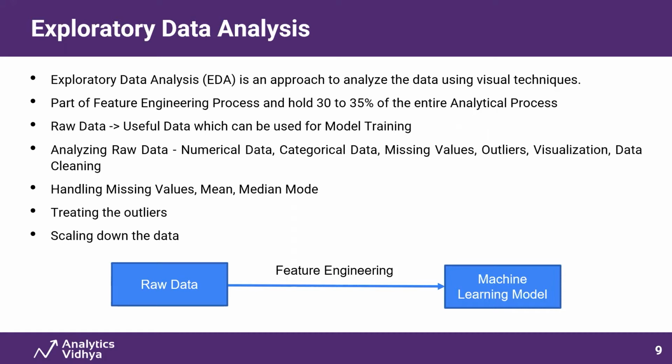So that is what EDA is doing. Now EDA comprises, of course, analyzing the raw data, but what does it mean? We need to analyze what kind of data is there, whether it's numerical data, categorical data, or ordinal data. So let me give you an example.